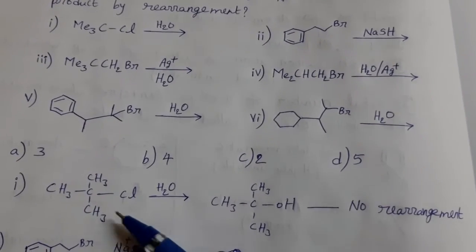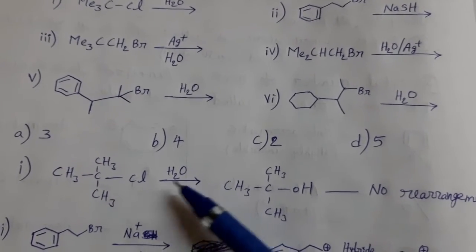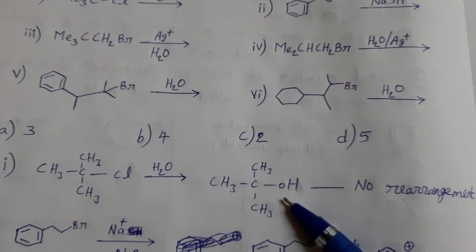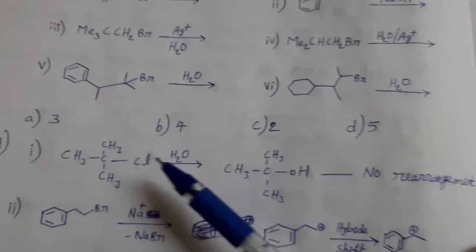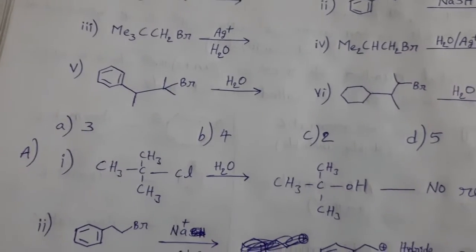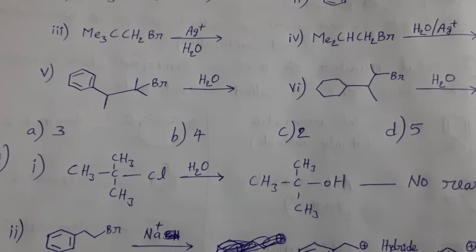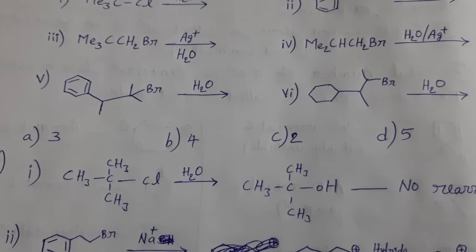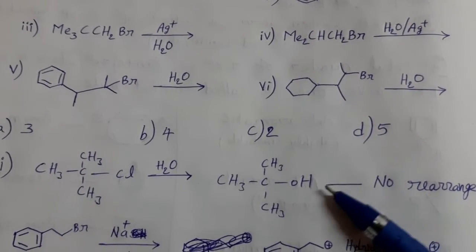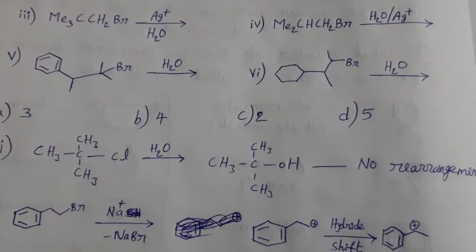This is the first one, CH3, 3 methyl groups attached to the carbon and halogen. Tertiary butyl chloride is treated with water. Then we can get tertiary butyl alcohol. In this, no rearrangement. If we see the mechanism, chloride ion is removed and carbocation is formed. That is the tertiary butyl carbocation. It is very stable because it is a tertiary carbocation, and then OH minus attaches to that positively charged carbon, then we can get alcohol. So in this reaction, no rearrangement occurs.